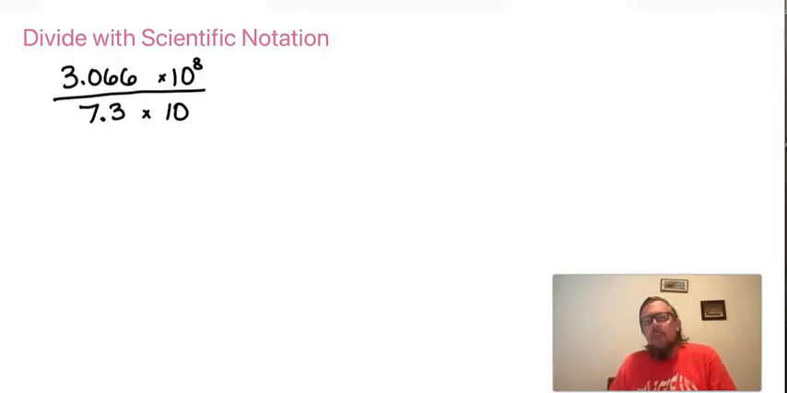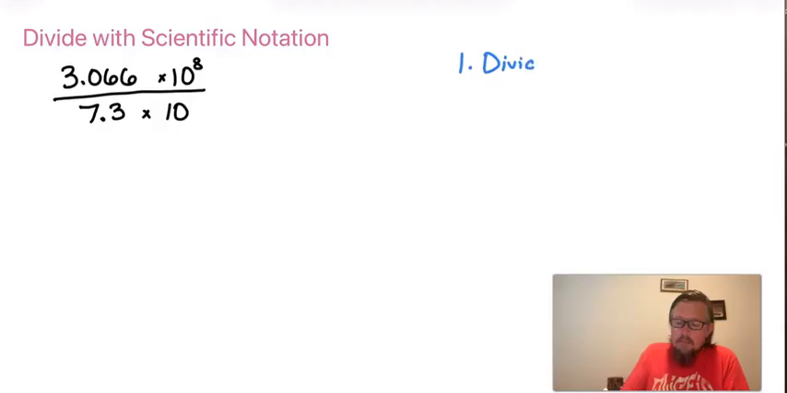Dividing two numbers that are written in scientific notation follows the same basic process as multiplying two numbers that are written in scientific notation. Step number one is that you divide the constants, which are the numbers that don't have the exponents on them. And then step number two is you divide the tens.